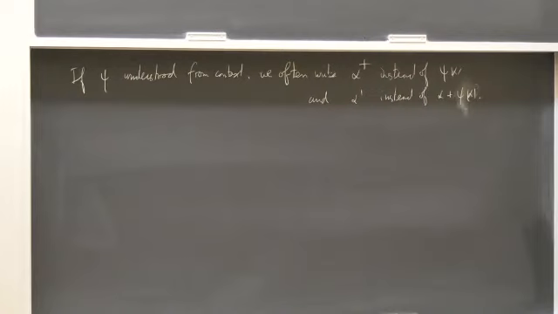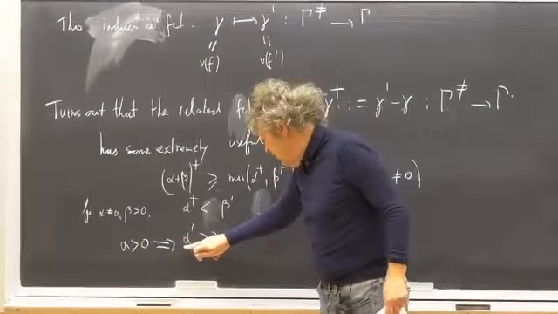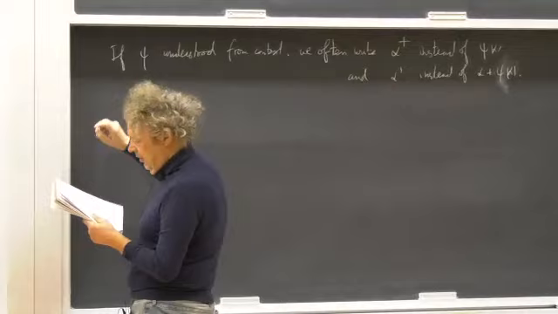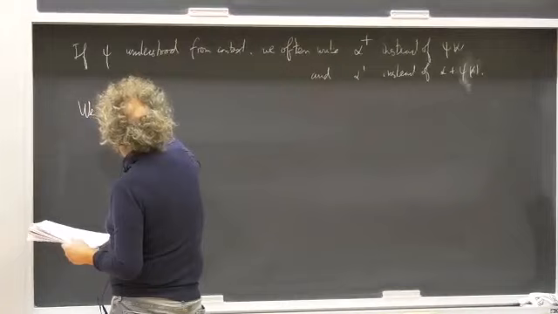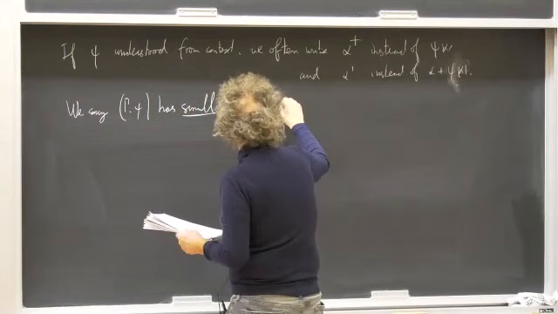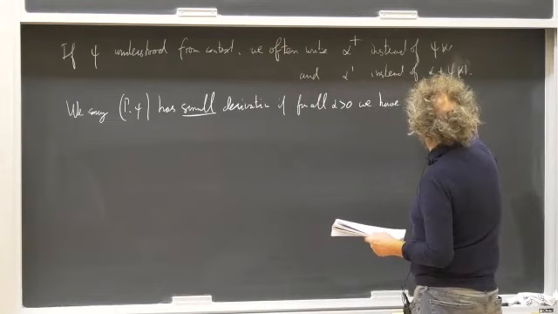Okay, maybe two more things I want to mention here. This last property, that alpha greater than zero implies alpha prime greater than zero, is not a consequence of the other axioms. So it makes sense to say that an asymptotic couple has small derivation if it also satisfies this. We say gamma, psi has small derivation if for all alpha greater than zero we have alpha prime greater than zero.